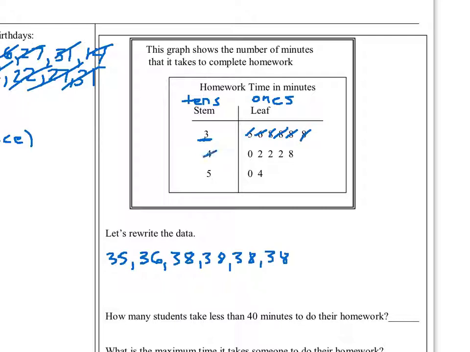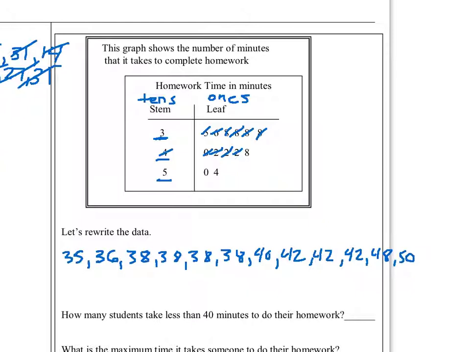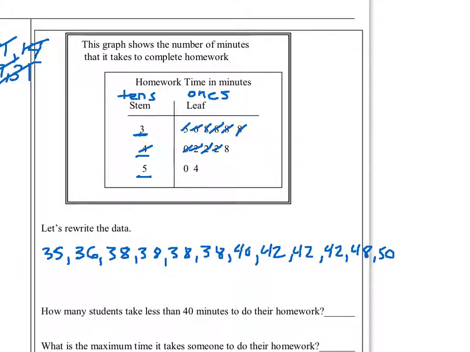A stem of 4 and a leaf of 0 is 40. A stem of 4 and a leaf of 2 is 42, another 42, and another 42. A stem of 4 and a leaf of 8 is 48. A stem of 5 and a leaf of 0 is 50. And finally, a stem of 5 and a leaf of 4 is 54.